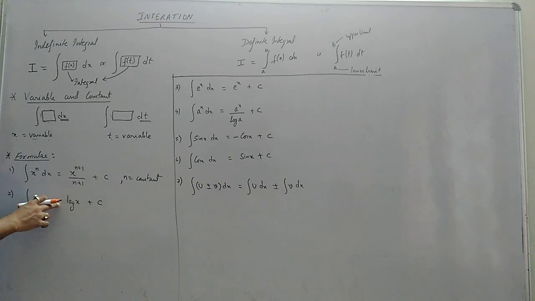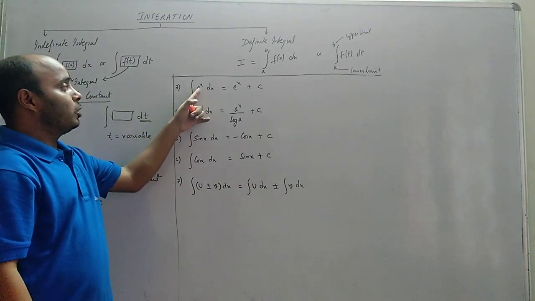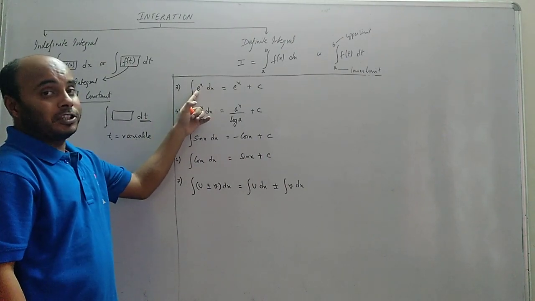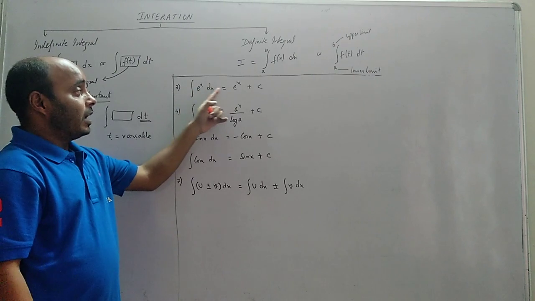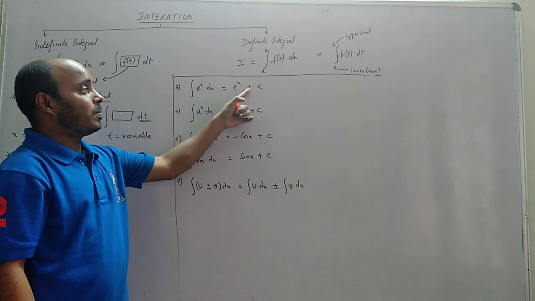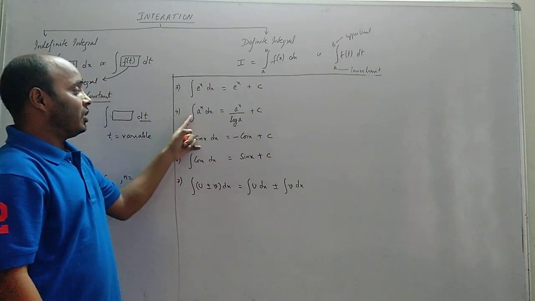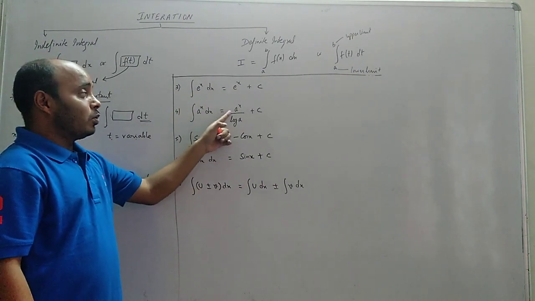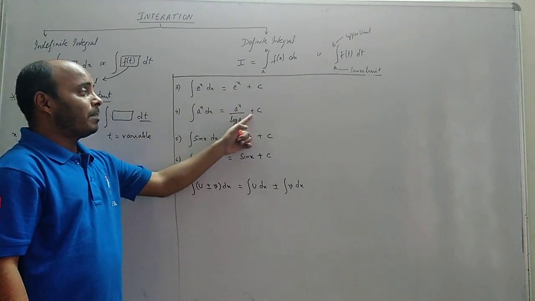The formula is log x plus c. Integration of e to the power x dx. I told you what e is: a constant, 2.33. Its value is fixed. The answer is e to the power x plus c. Fourth formula. Integration of a to the power x dx. The answer is a to the power x by log a plus c.